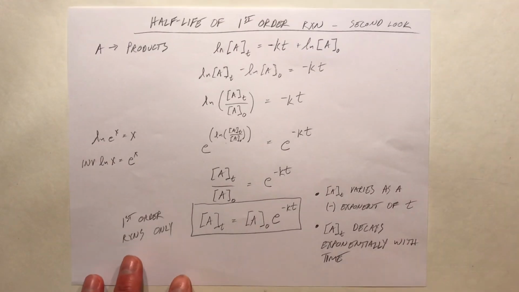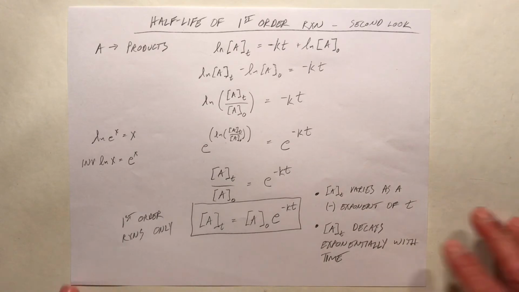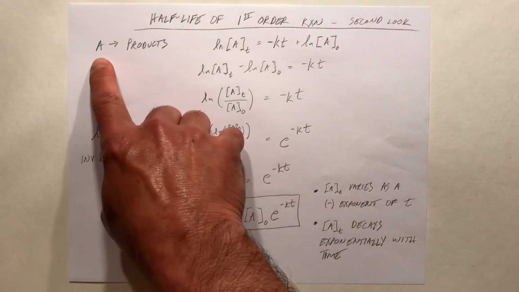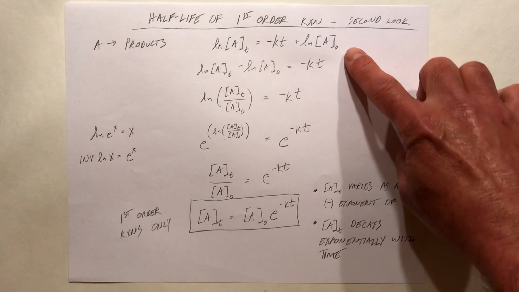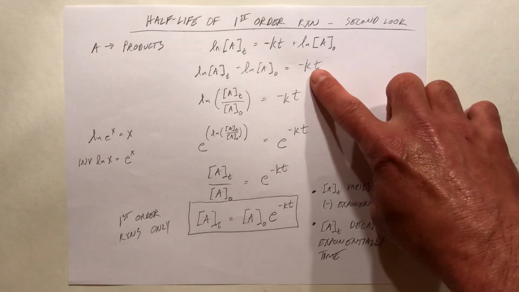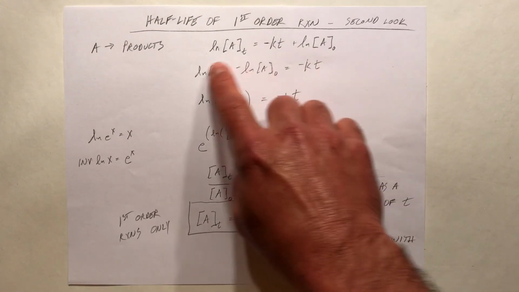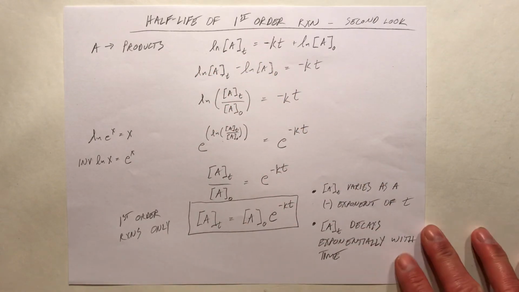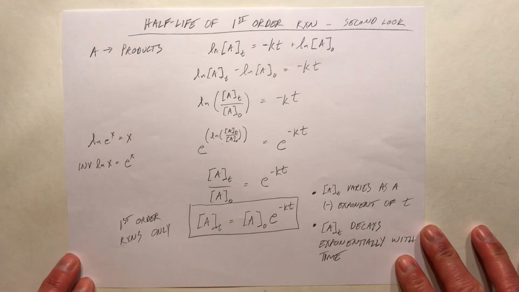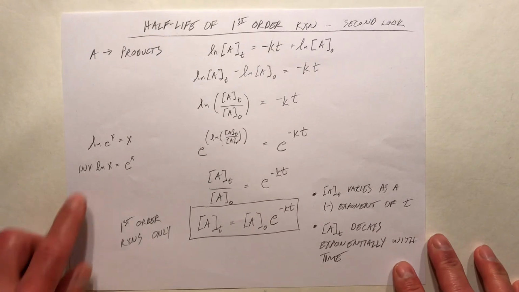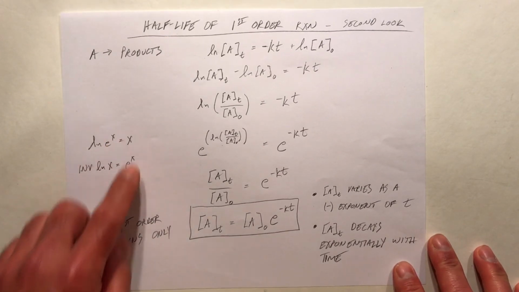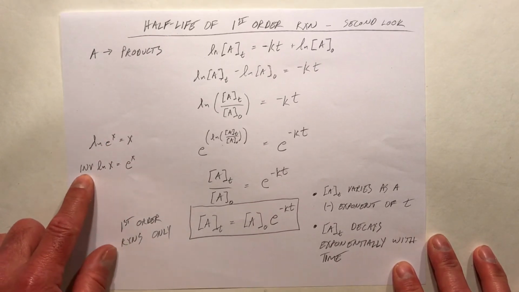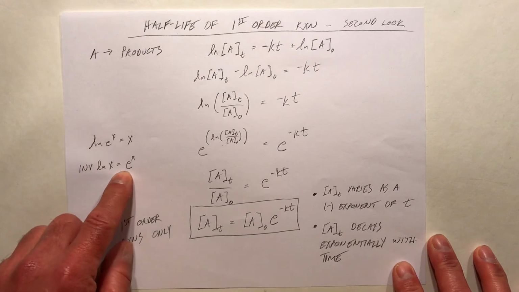Let's just take a second look at half-life here. Again, we have a single reactant A forming products. Here's our integrated rate law. Rearrange it to get this. Express the left-hand side this way. But now, let's do an inverse natural log of both sides of the equation. Now, if we know that a natural log of e to the x is x, we could say an inverse natural log of x would be e to the x.